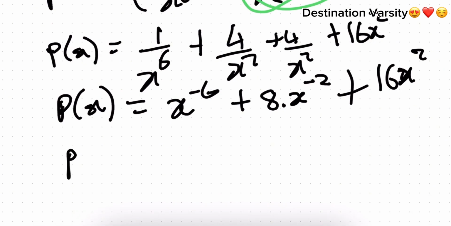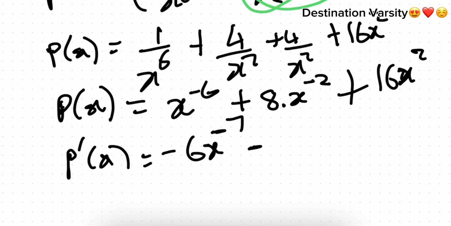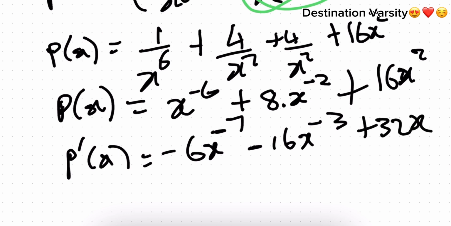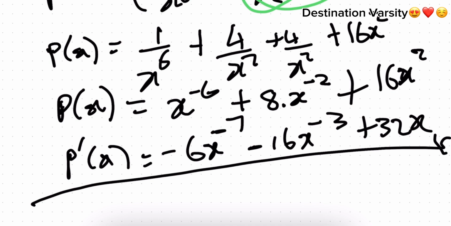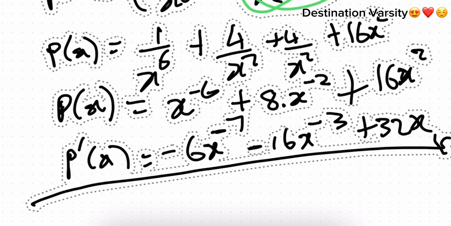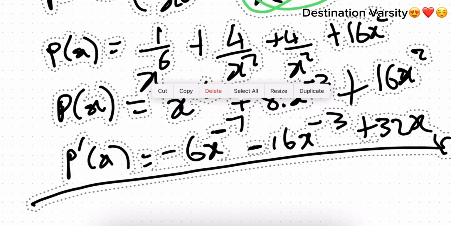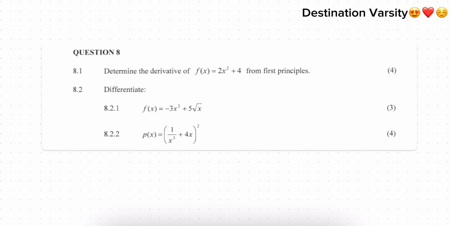You literally say p prime of x is equal to minus 6x to the power of minus 7, then minus 16x to the power of minus 3 plus 32x. So I think this is the answer. The logic is still the same. It holds. If I did a calculation error, correct it. Don't take my answer as it is, take my logic as it is. So it's all about teaching you how to think. The Varsity method is easy, so we're done with this one. Off to the next one.